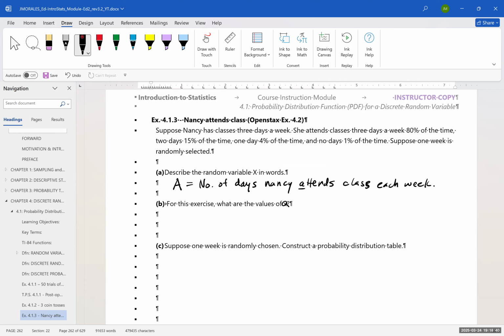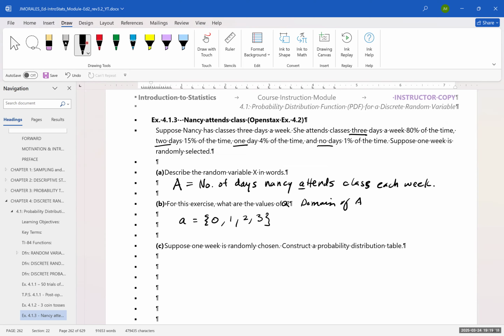And what are the values of our random variable? What's in the domain of A? We're going to have lowercase a be 0 days attended each week, 1 day, 2 days, 3 days, and 4 days. No, there wasn't a 4. Just 0, 1, 2, and 3. Right? 3 days a week, 2 days a week, 1 day a week, and no days a week. All right.